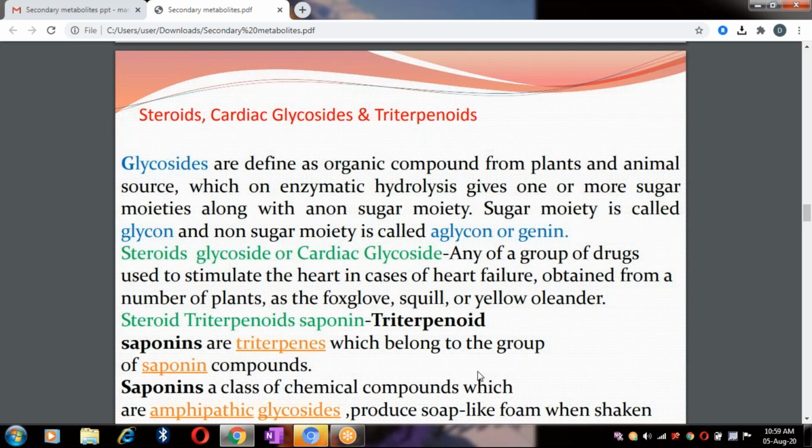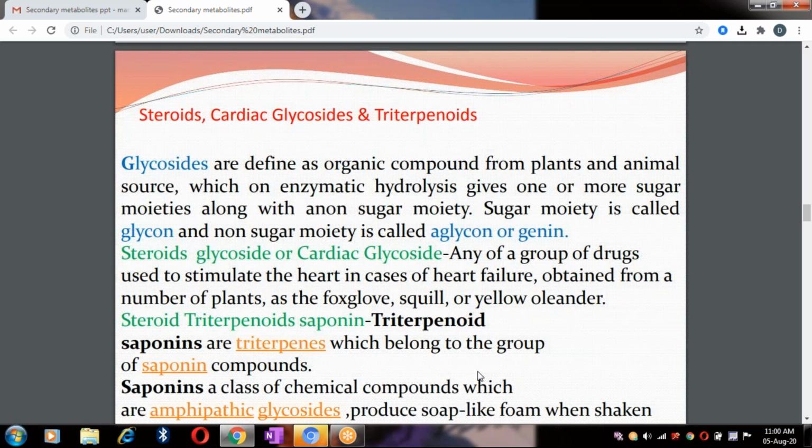Next, in glycosides there are so many types, but in your syllabus they've just given steroidal glycoside. Steroidal glycoside is nothing but cardiac glycoside. This consists of a group of glycosides used to stimulate the heart, especially in case of heart failure. They are obtained from a number of plants like foxglove, digitalis, squill, etc. And steroid triterpenoid saponin, under this you have triterpenoid. Triterpenes we have already discussed in volatile oil. Triterpenoid saponin will come under glycosides.